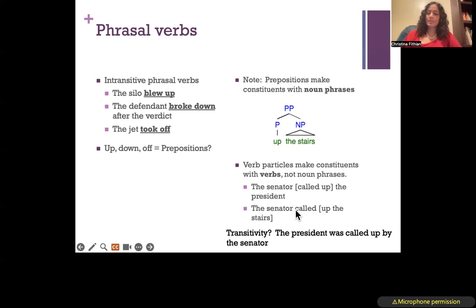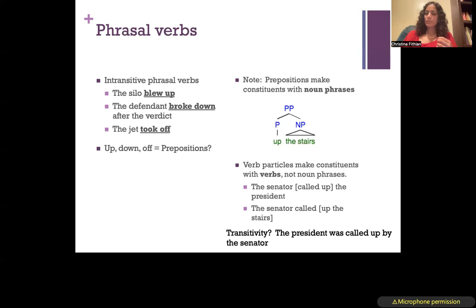So once again, if we want to test these two things to see what type of verb we have, we can use the passive test. So let's say, for example, I want to try to use the passive test on the senator called up the president. Now, let's try to make that passive. We said earlier that this is probably a VT, but we have to test it. So I can say, the president was called up by the senator. Well, that makes perfect sense.